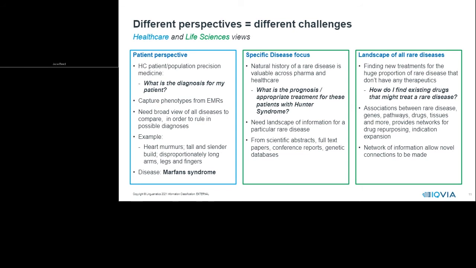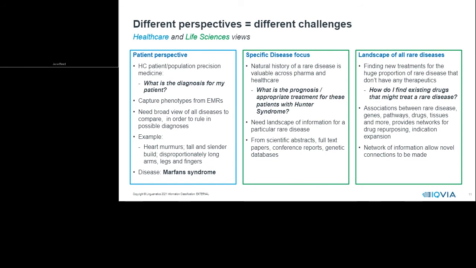So, for example, they might be sitting with a patient with heart murmurs, tall, slender build, disproportionately long arms, legs, fingers, and they'd want to be able to combine that information together, match it, and enable the suggestion of the disease being Marfan syndrome. So that's very much at the individual basis.